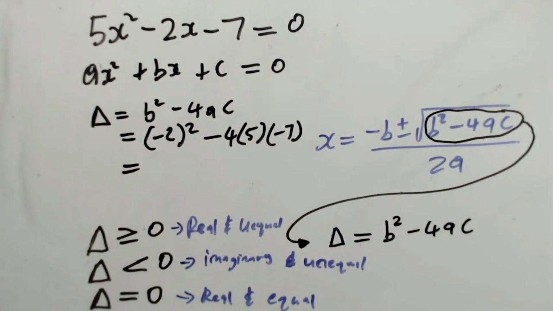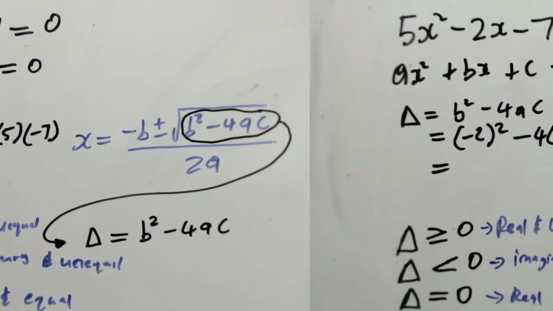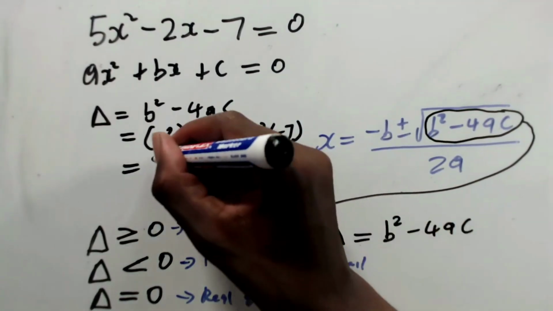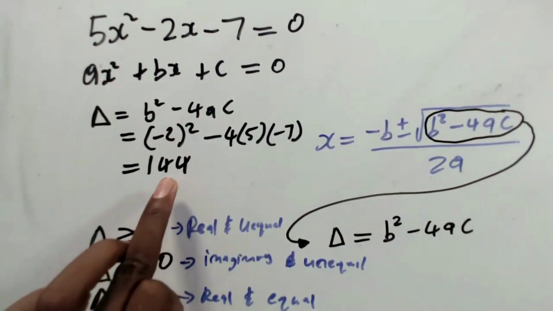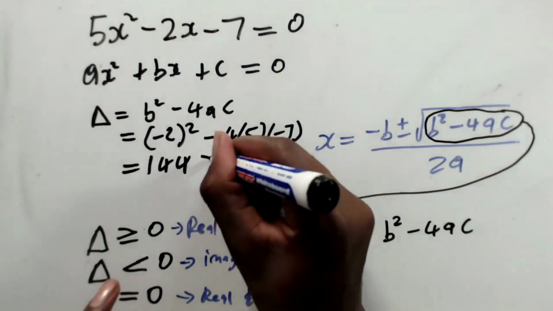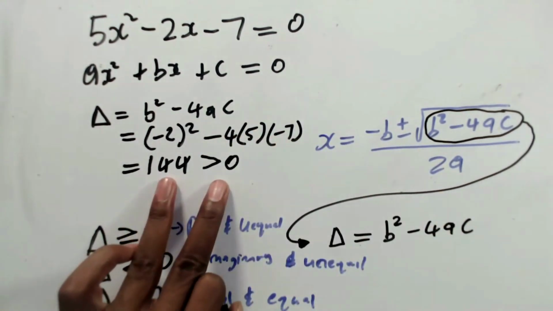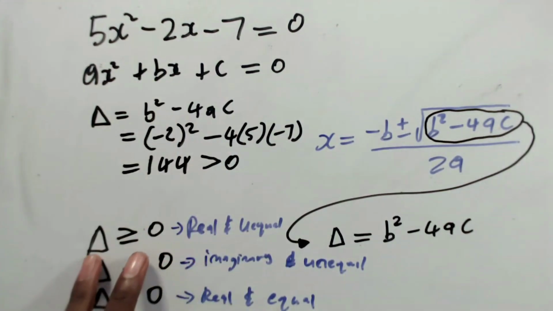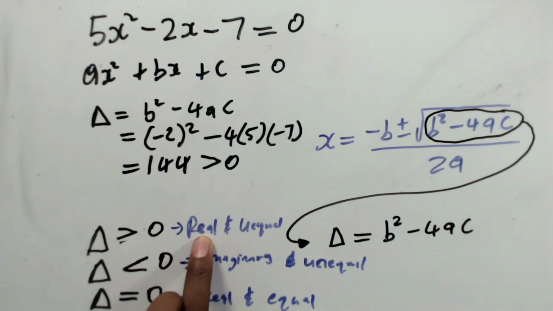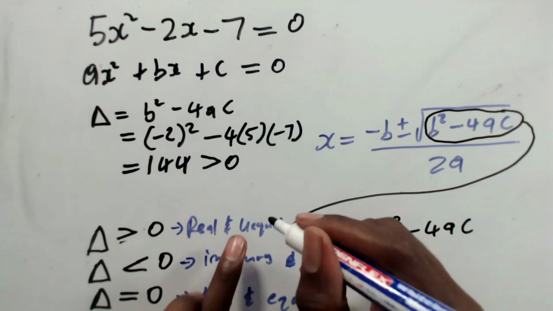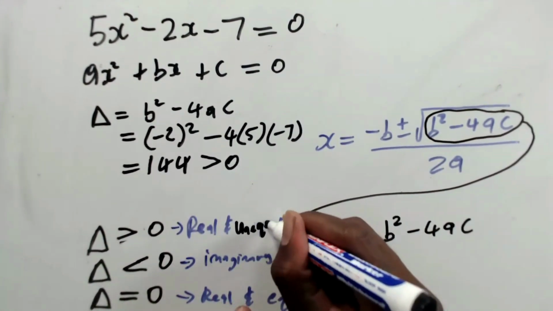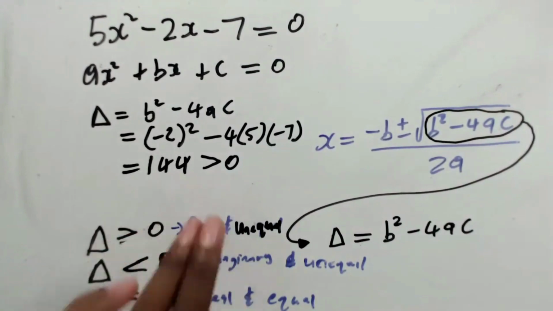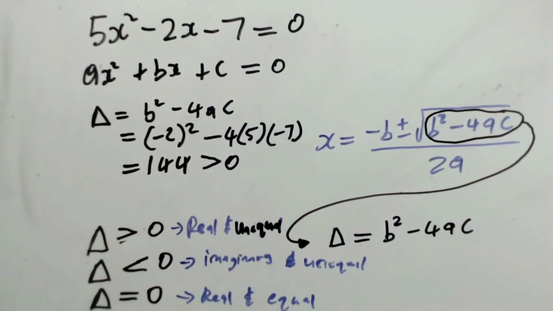When I punch this on a calculator, I get 144, which is a positive number. 144 is greater than 0. So the nature of roots for this equation is, I got a situation where delta is greater than 0. So we have real and unequal roots. I don't know why I wrote this like this. We have real and unequal roots like that. That is the nature of roots for the second question.